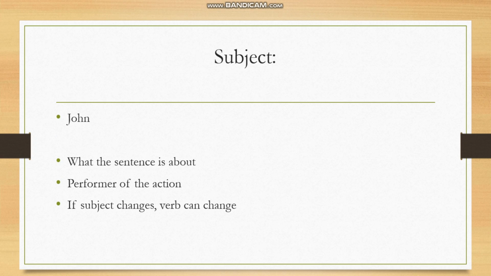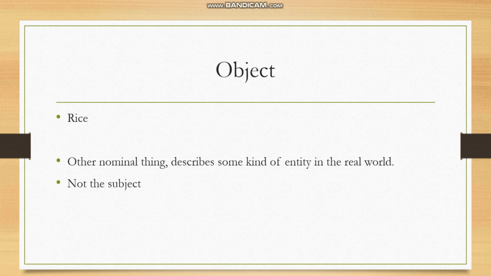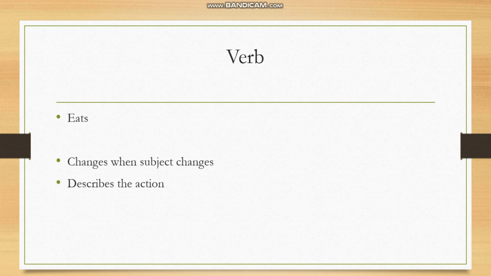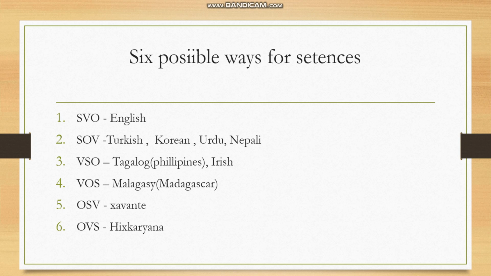If the subject changes, the verb can change. Rice is the object. It is the other nominal thing. It describes some kind of entity in the real world. Eats changes when the subject changes. It is the verb. The verb in a sentence always changes when the subject changes. It describes the action. You can also look up more examples if you would like to go deeper into it.